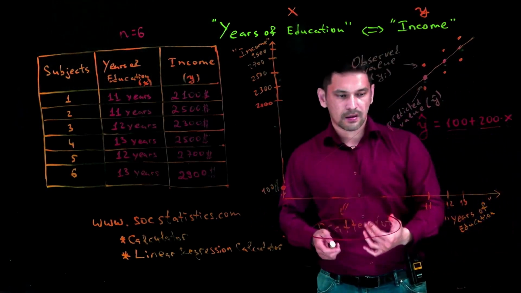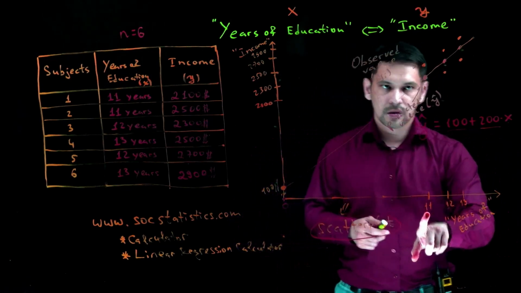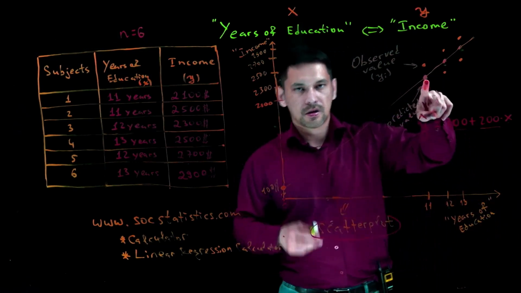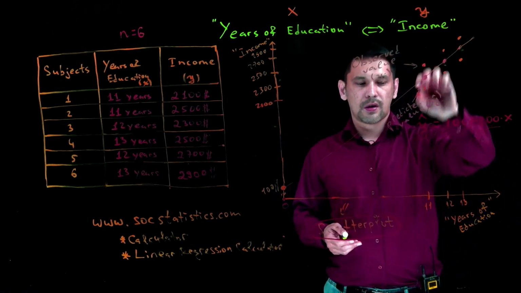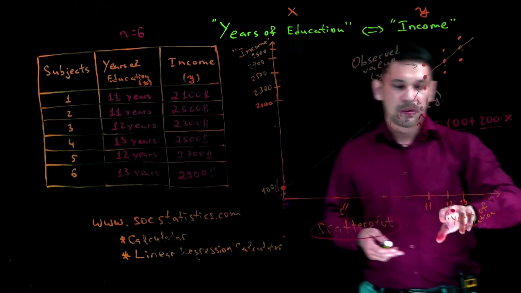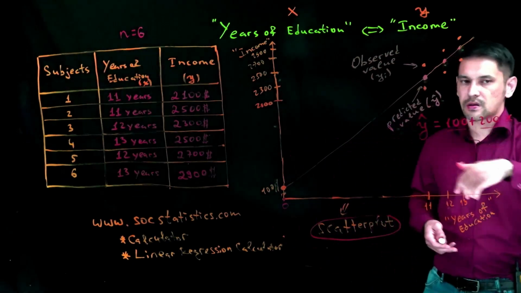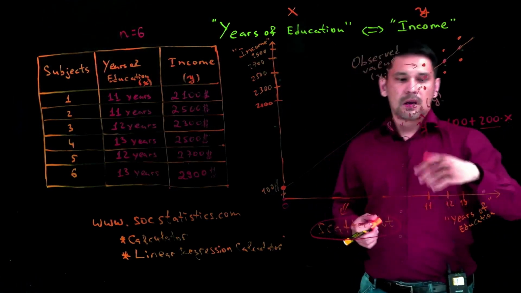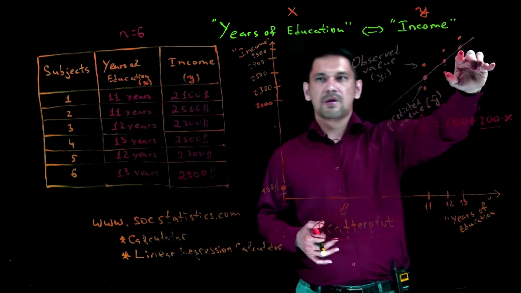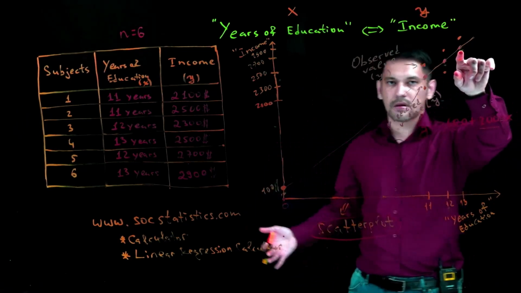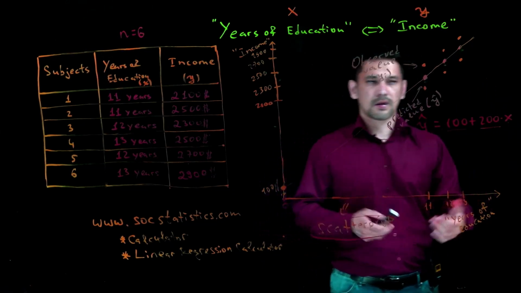In this context, you can think of it this way. All people who have 11 years of education earn $2,300 on average. When I say all people, I mean just two people who have 11 years of education. And all people who have 12 years of education earn $2,500 on average, right? And for all people who have 13 years of education, the average income is equal to $2,700. Okay? This is how you can interpret the predicted value in context.